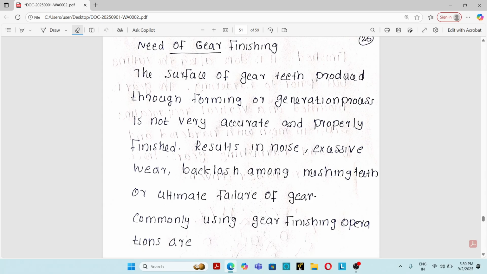The surface of gear teeth produced through a forming or generation process is not very accurate and not properly finished. Forming and generation are the two methods of gear cutting, and the gears produced through them are not very accurate or properly finished. This causes noise, excessive wear, backlash among meshing teeth, or ultimate failure of the gear. So that's the importance of the gear finishing process.